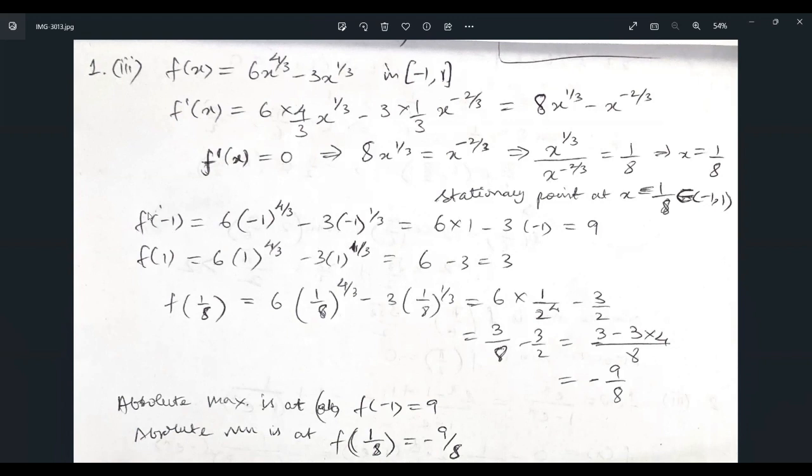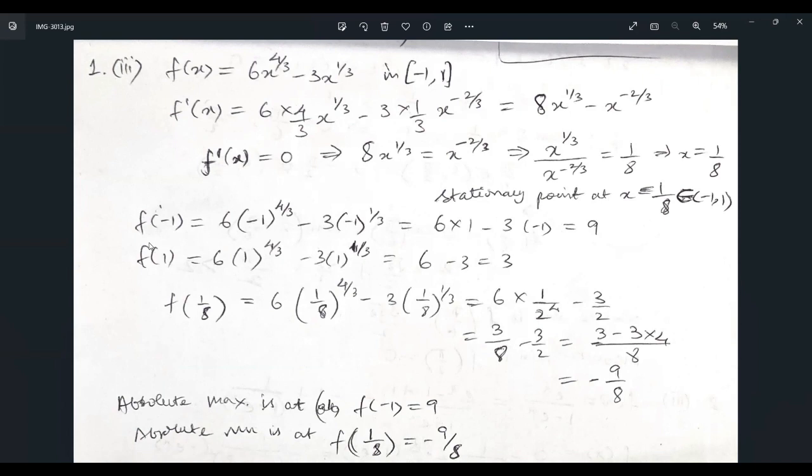So if we substitute minus 1, f of minus 1 is equal to 6 into minus 1 to the power of 4 by 3 minus 3 into minus 1 to the power of 1 by 3. Here first we take the cube root of minus 1, which gives us minus 1, and then raise that to the power of 4, which gives us 1. The second term is minus 3 into the cube root of minus 1, which is minus 1. So minus 3 into minus 1. So we get 9 over here.